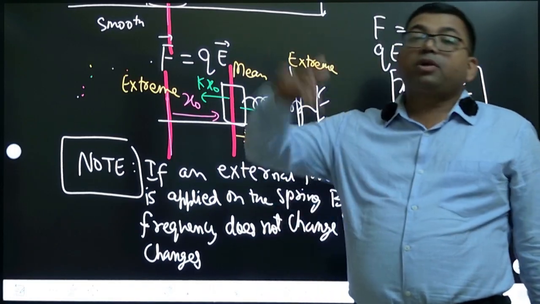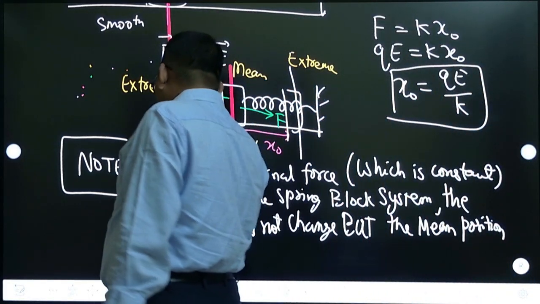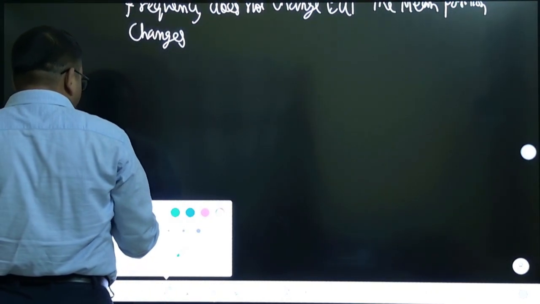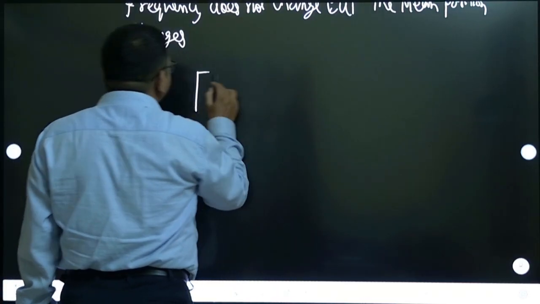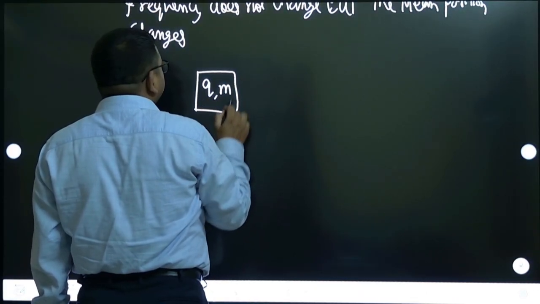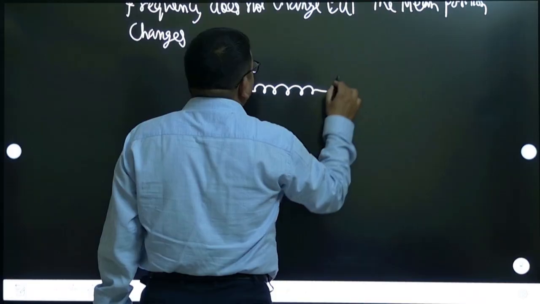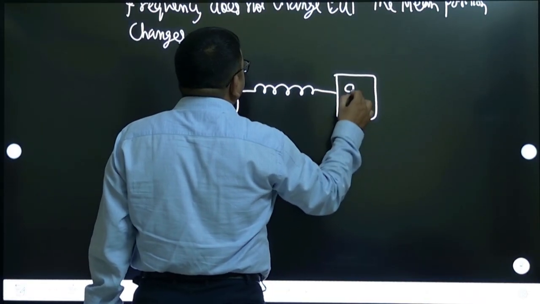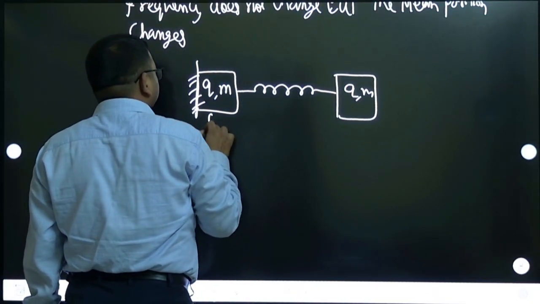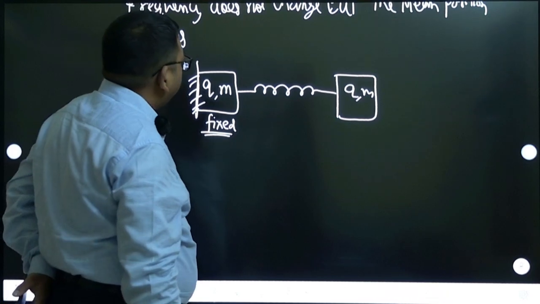But now take the example of a variable force. A very good question, one student asked in the class. Because if students ask questions, then only we also learn. It is so simple. Suppose this is a charge and this is a mass, and there is a spring, and this is a charge and a mass, and this block is fixed. This block is a fixed block.